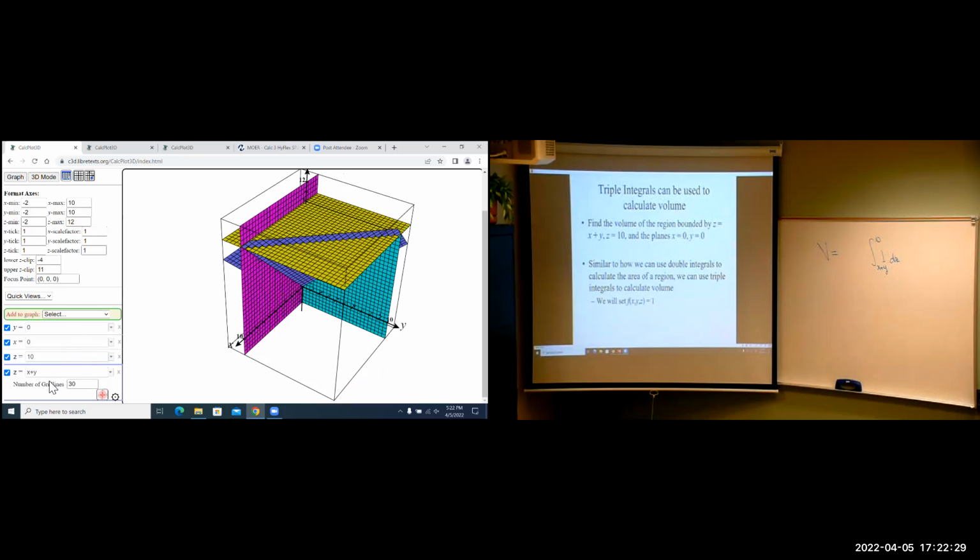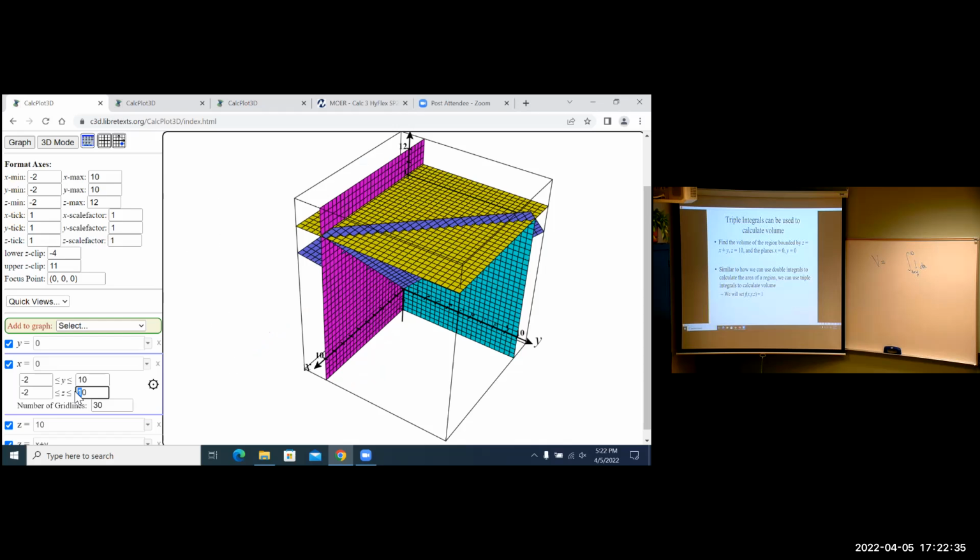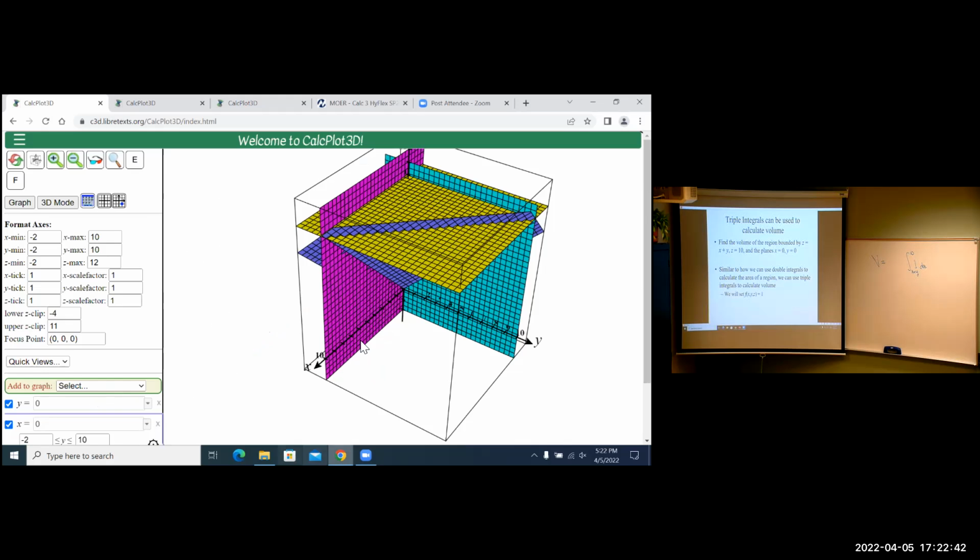I want to do one thing. I want that X to come up a little bit higher. Why is it not? There we go. So you can see it a little more clearly. There we go. All right.